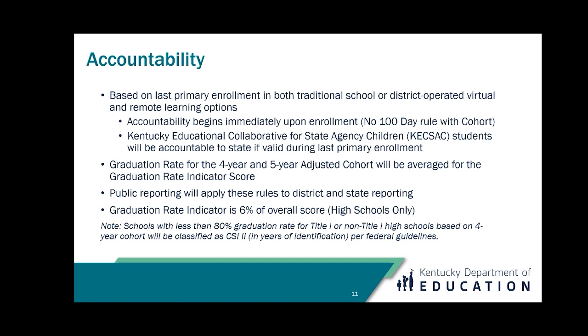The graduation rate for the 4- and 5-year adjusted cohorts will be averaged for the graduation rate indicator. Public reporting will apply these rules to district and state reporting. If you are a high school, the graduation rate is 6% of your overall score. Please note that schools with less than an 80% graduation rate for Title I or non-Title I high schools based on 4-year cohort will be classified as CSI 2 in years of identification per federal guidelines.